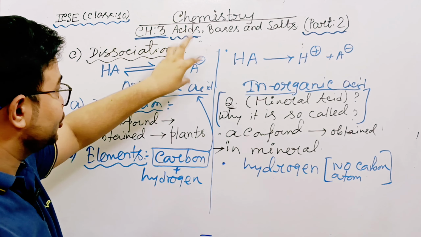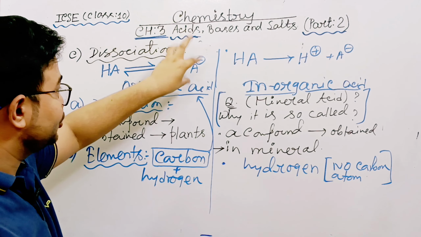Do you understand? Nitric acid, HNO3. Hydrogen is here, carbon? No. Wait. Inorganic acid. This is part of inorganic. Inorganic acid contain only H. There is no carbon. So all of these are the examples of inorganic acid. Do you understand? All of these are the example of inorganic acid. Now what is the example of organic acid?